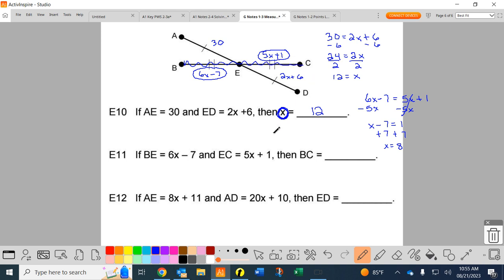Now listen, guys, both sides are what to each other? Equal. Do you need to plug it into both of them? No, pick one. I'm going to plug it into the 5x plus 1. That's going to be 5 times 8 plus 1. 40. This is going to be 40 plus 1, which is going to be 41. Now listen, if this side is 41, then this side has to be 41. There's not like any questioning, it has to be. So then what's my answer for BC? 41. 82.